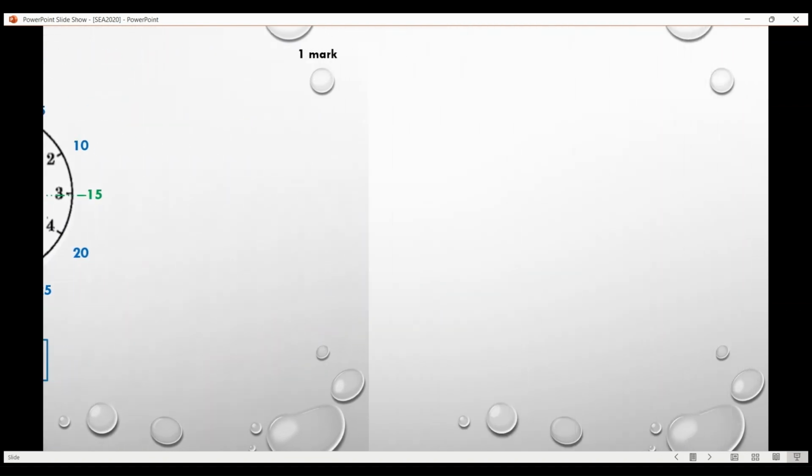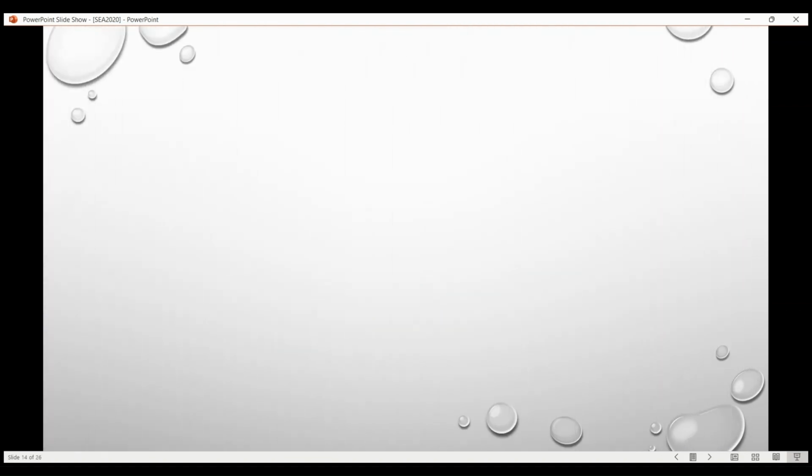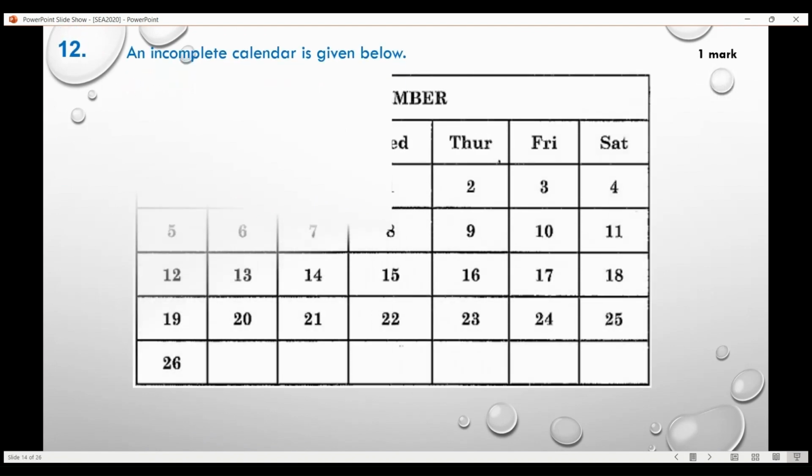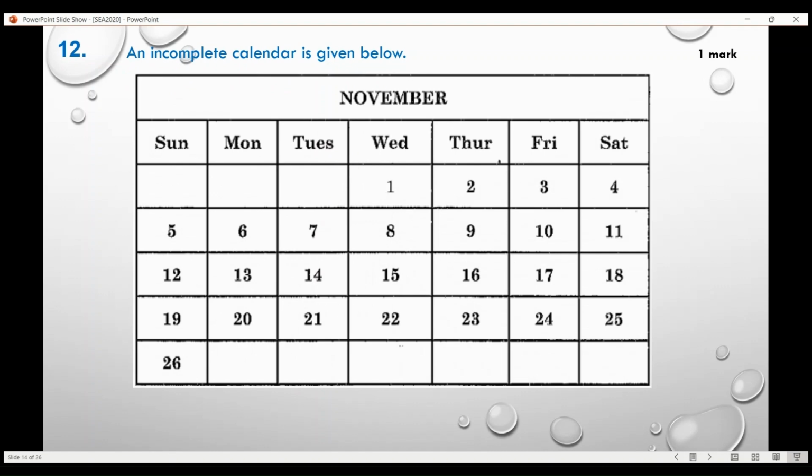Let's now move on, where we'll be looking at number 12. And in this question, an incomplete calendar is given below. So we have the calendar, which is November, and we have 1 until 26. So the question is asking, what day of the week is the 30th of November? And there are a couple different ways to do this.